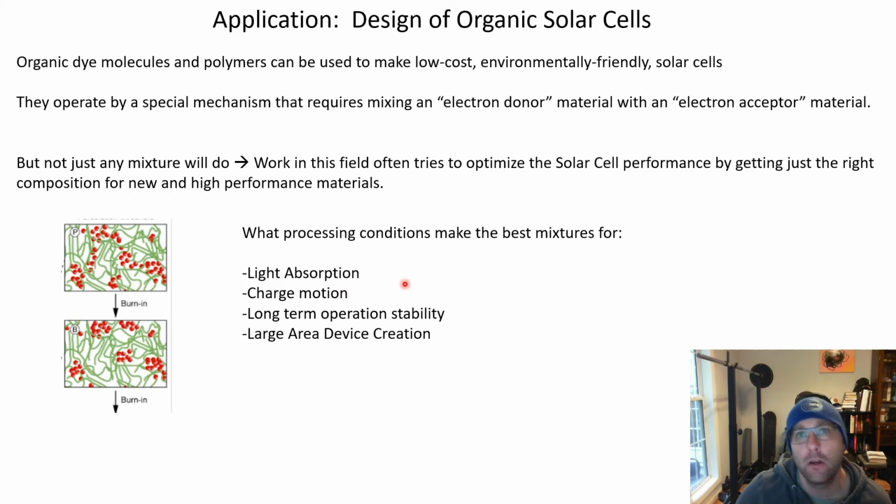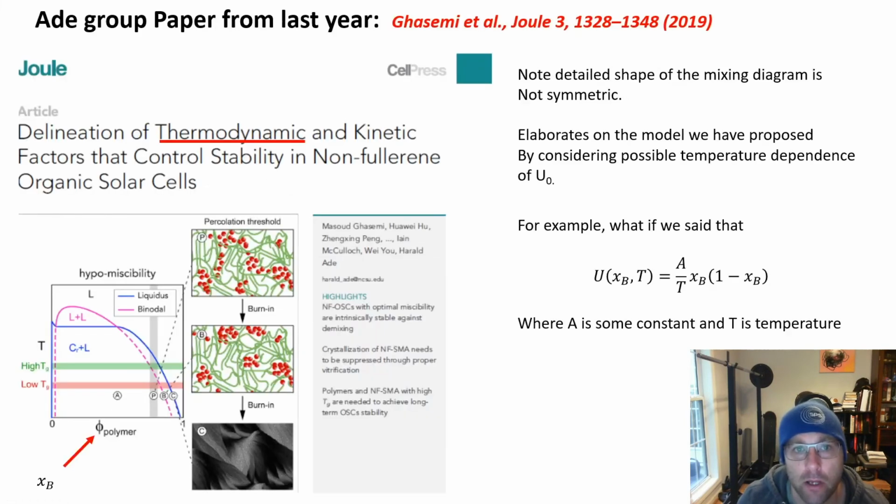Charge motion is obviously important, because you do need to generate current and get it out of the cell to power devices. You also need to think about the long-term operation stability. If you make a mixture that's just barely stable, that's not going to be good because it's not going to last long. And you also need to think about whether you can make these mixtures as coatings that can cover super large areas for large solar panels. So I'll just show you one more picture that's related to this.